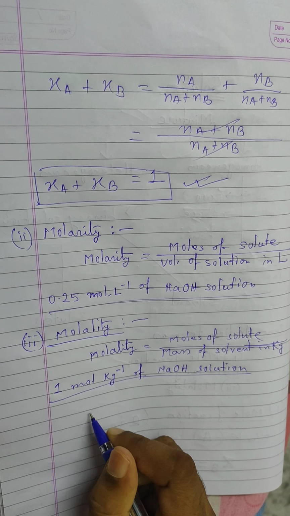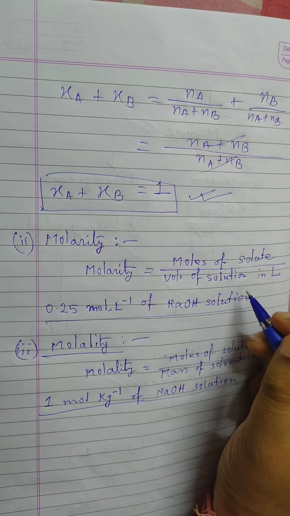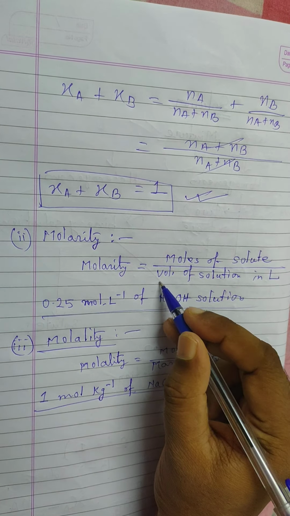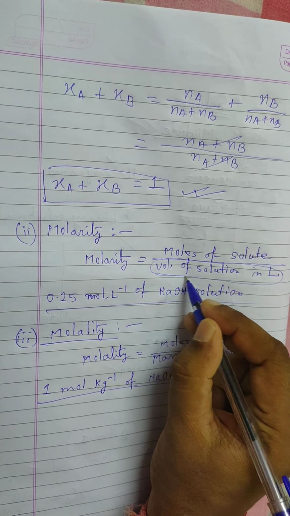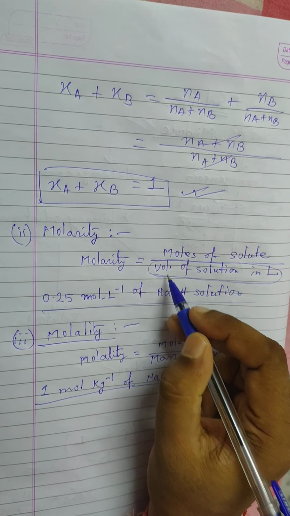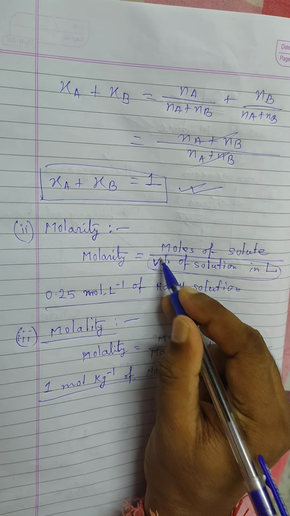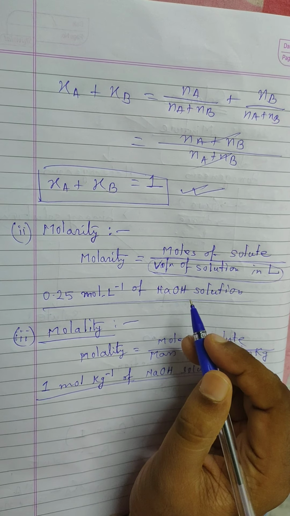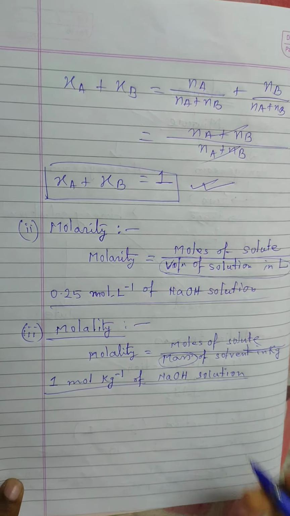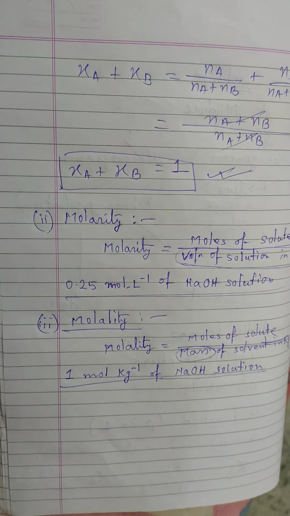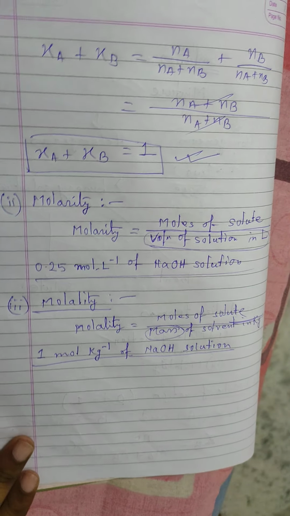There is one basic difference between molarity and molality. In molarity, the term written in the denominator is a term which implies volume. But in the case of molality, it is mass. So molality is mass dependent, whereas molarity is volume dependent. Is it clear?